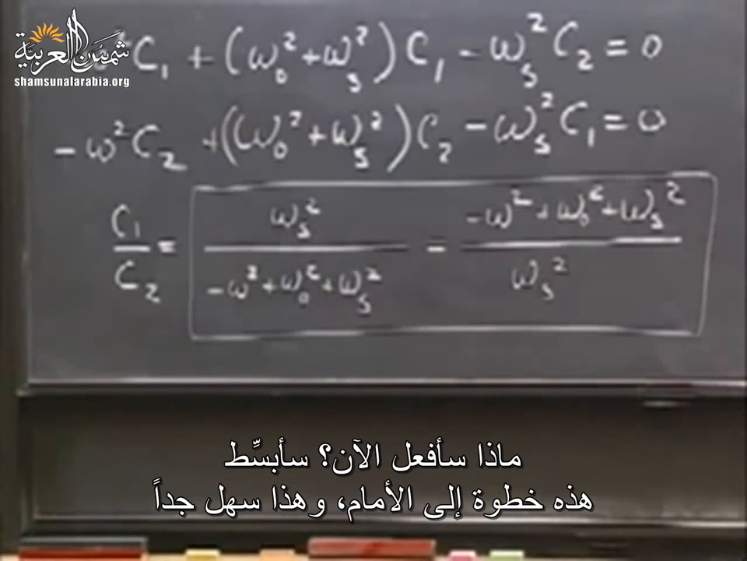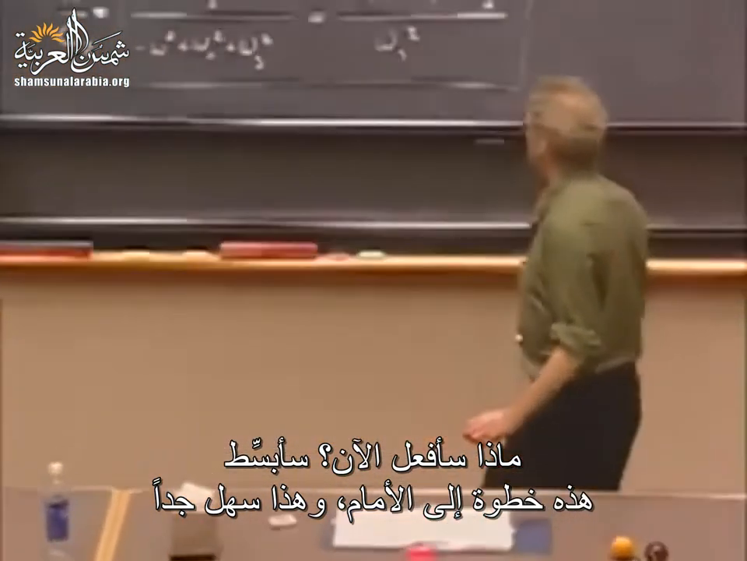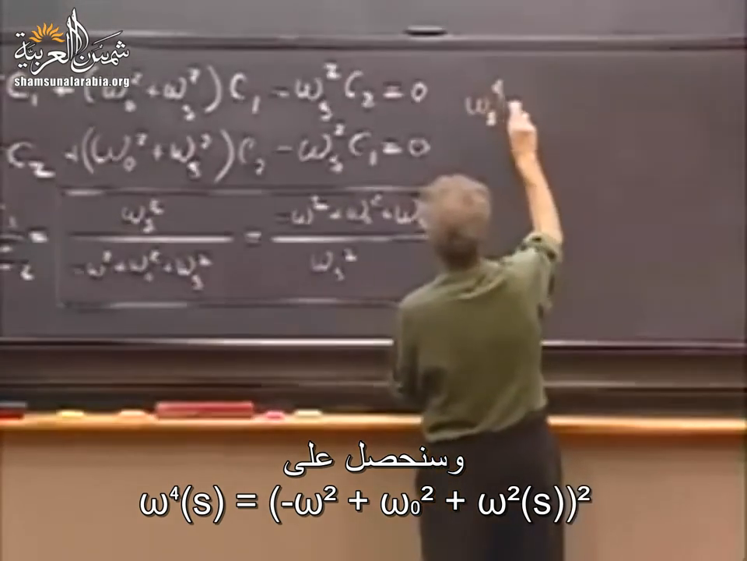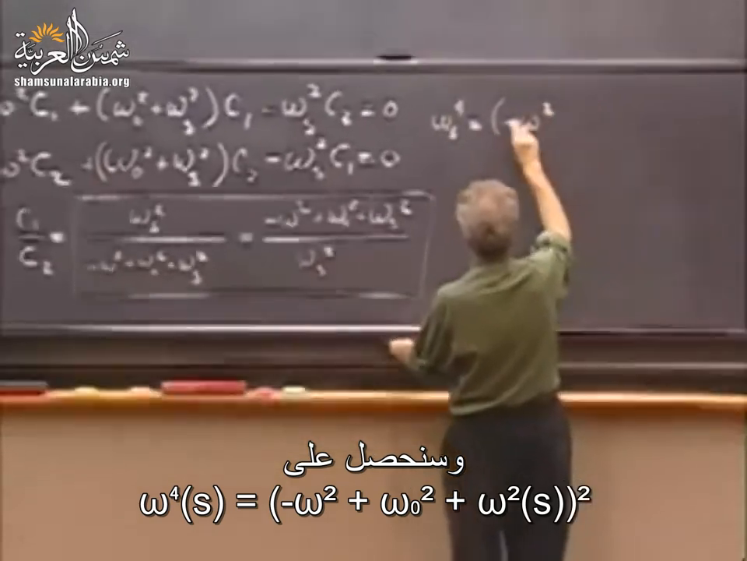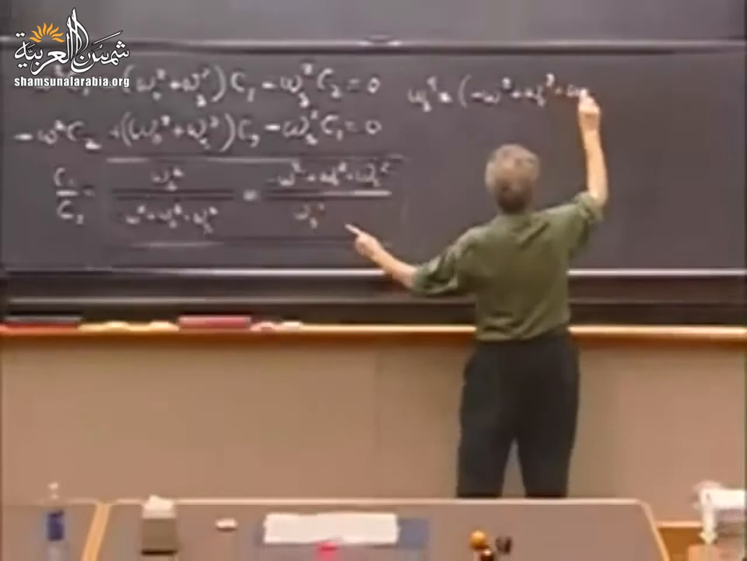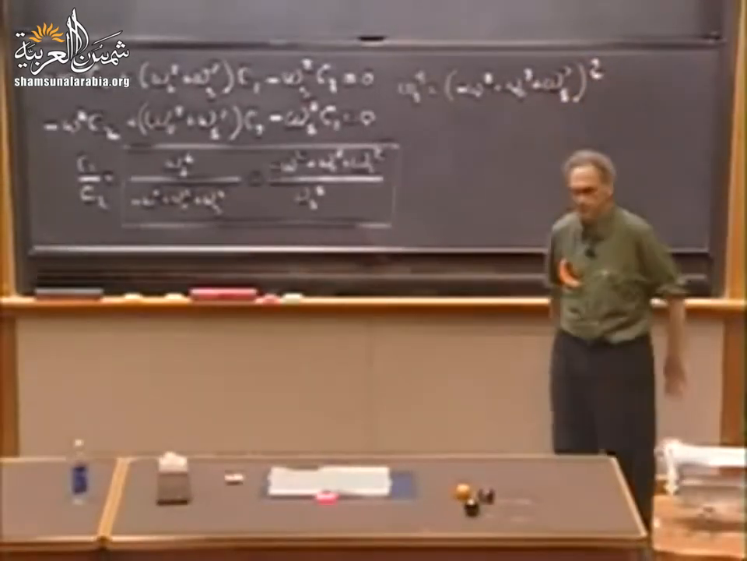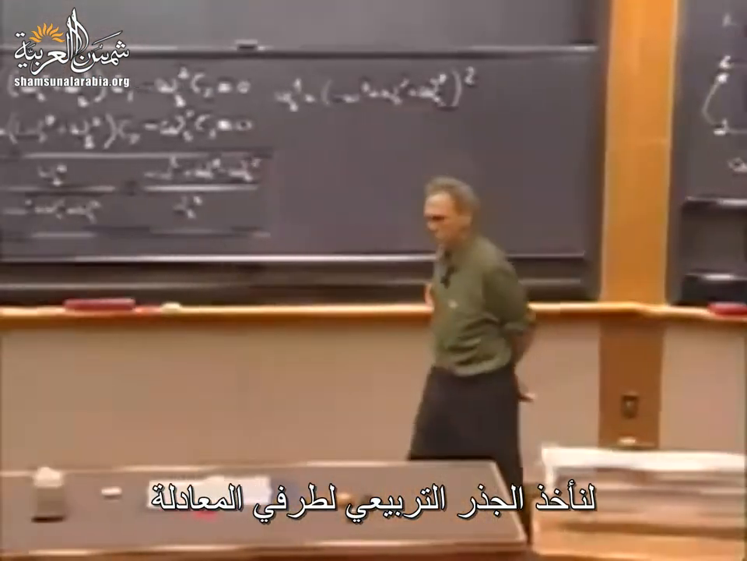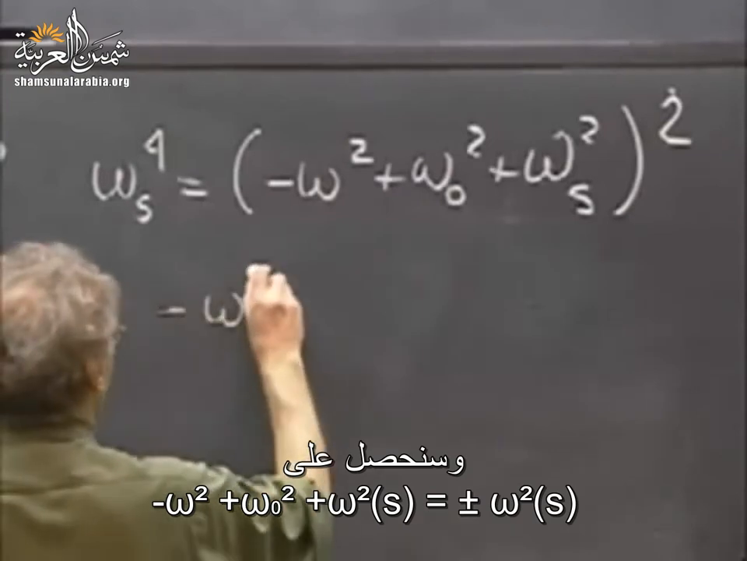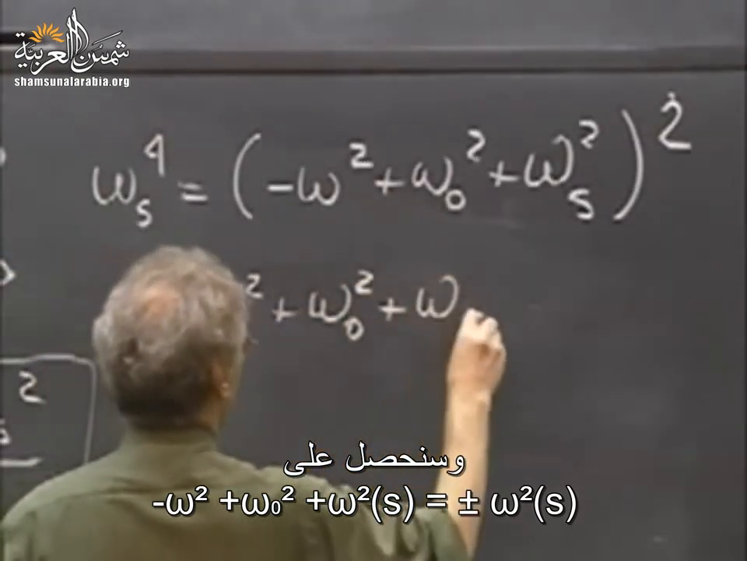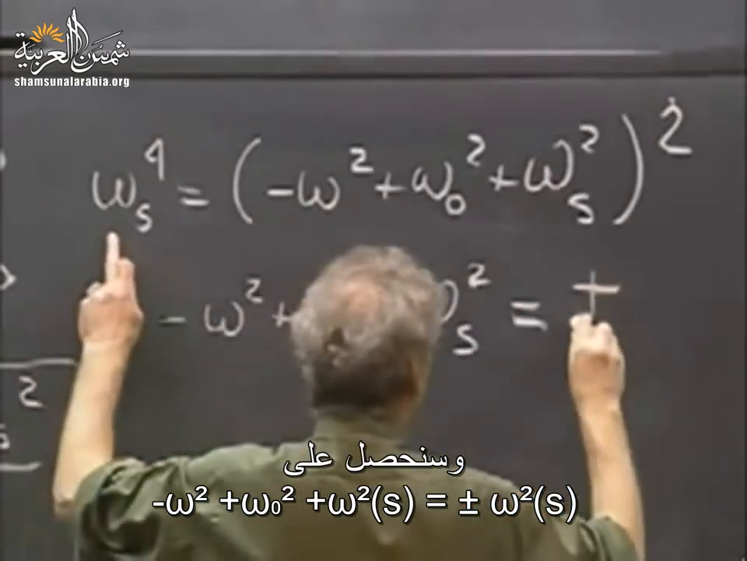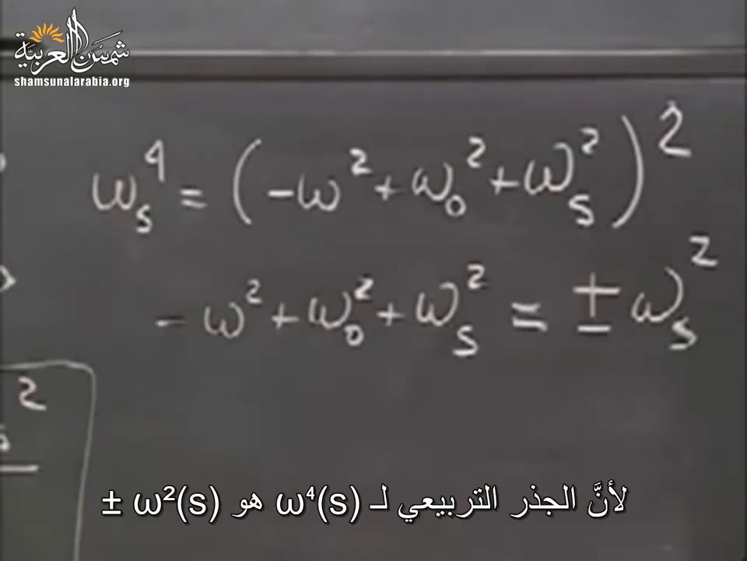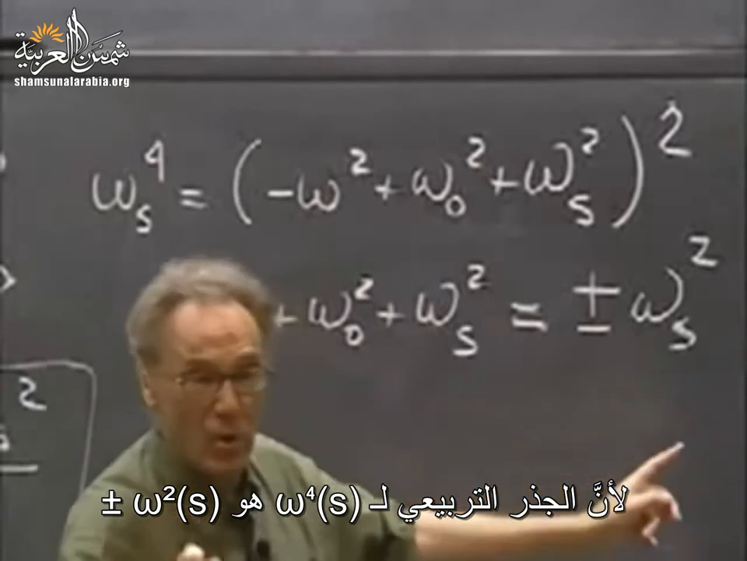So what do I do now? Well, I'm going to simplify this one step further, which is now very easy. I multiply this by this, and this with this. So we get omega s to the power 4 is minus omega squared, plus omega 0 squared, plus omega s squared, squared. One equation with one unknown. Omega is the only unknown. Take the square root left and right. So I get minus omega squared, plus omega 0 squared, plus omega s squared, equals plus or minus omega s squared. Do not forget the plus or minus, because the square root of omega s to the 4th is plus or minus omega s squared.